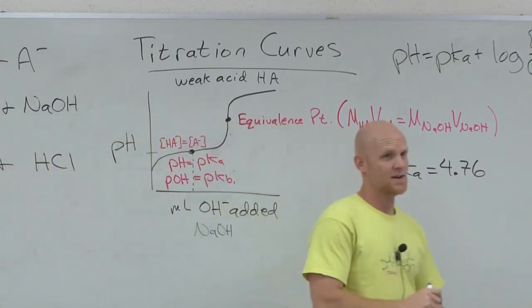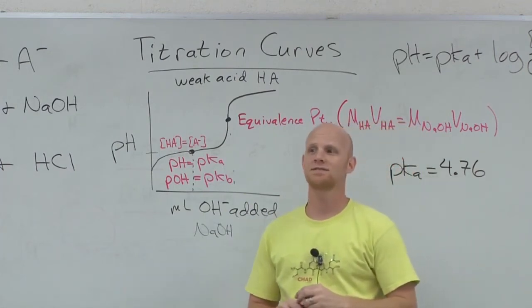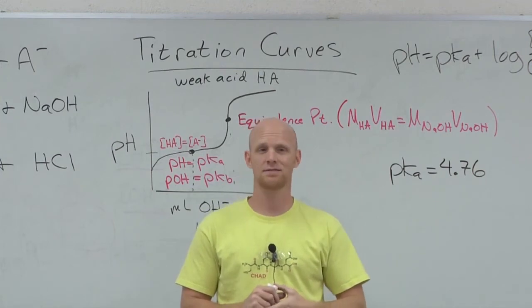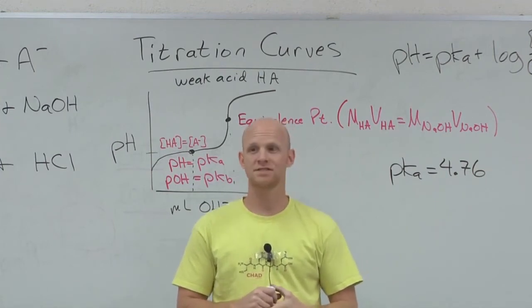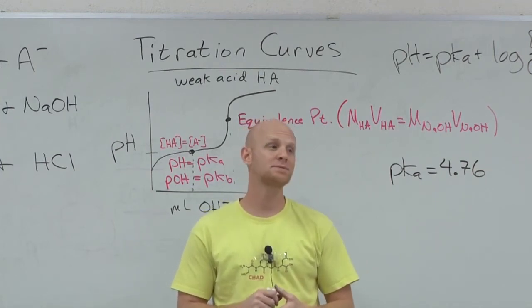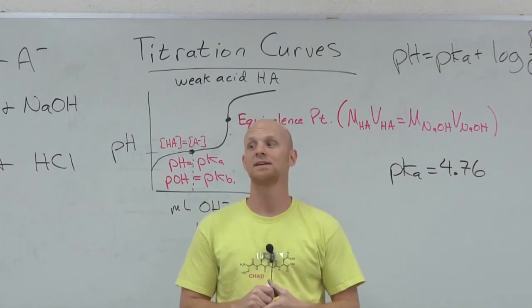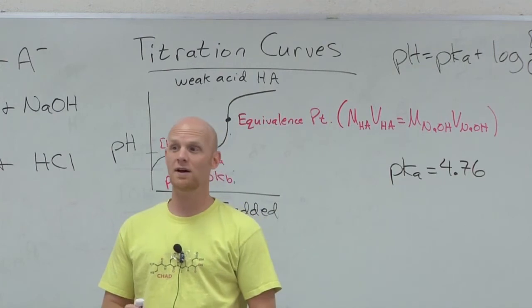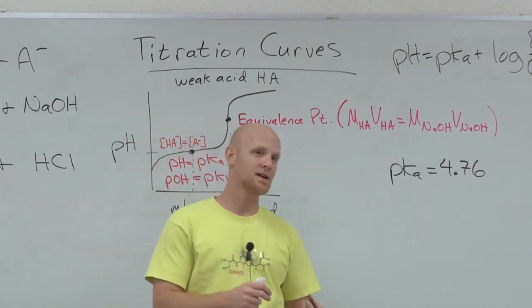If you look at the pH scale, the pH is a logarithmic scale. What's more acidic, a pH of 7 or a pH of 6? pH of 6. How many times more acidic is that? 10 times more acidic. It's a logarithmic scale. There's 10 times more H plus at pH 6 than at pH 7.